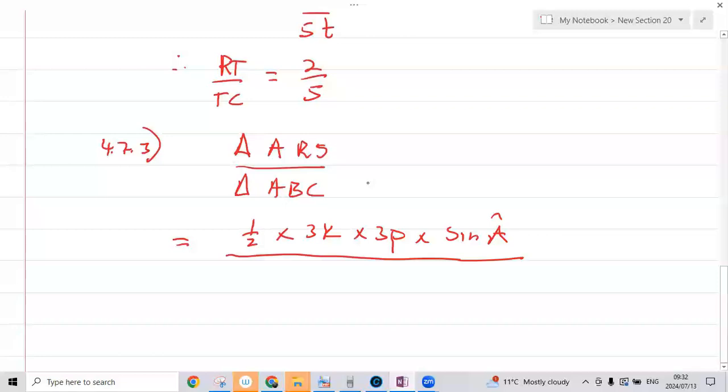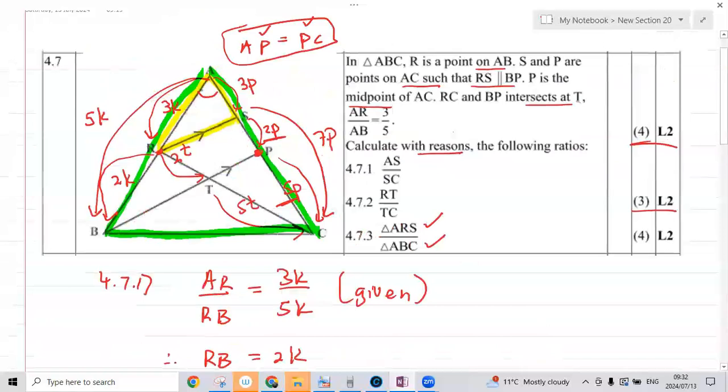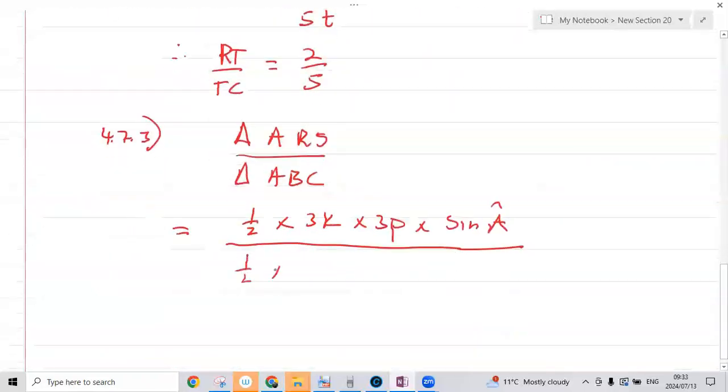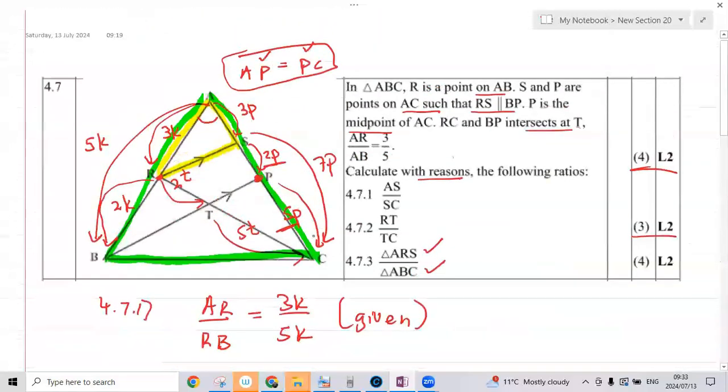Now for triangle ABC, you're going to say half times AB. The whole side AB will be 3K plus 2K, which gives us 5K. So it's half times 5K times this whole side over here, which is 3P plus 2P plus 5P, giving us 10P. This whole side AC is going to be 10P.